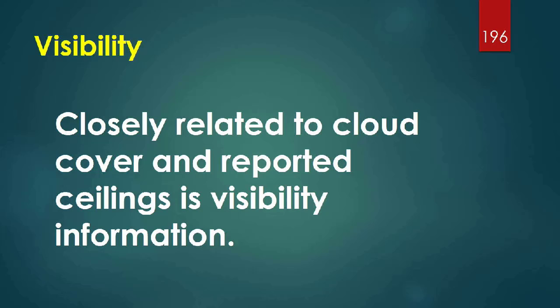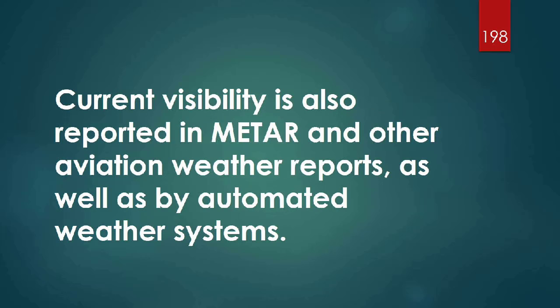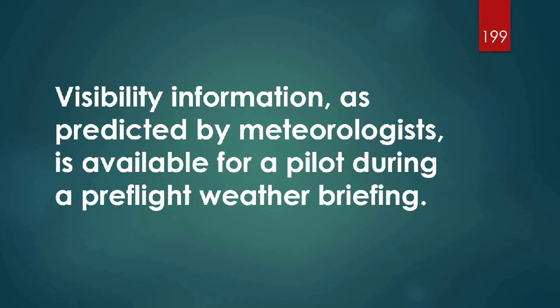Visibility. Closely related to cloud cover and reported ceilings is visibility information. Visibility refers to the greatest horizontal distance at which prominent objects can be viewed with the naked eye. Current visibility is also reported in METAR and other aviation weather reports, as well as by automated weather systems. Visibility information, as predicted by meteorologists, is available for a pilot during a pre-flight weather briefing.